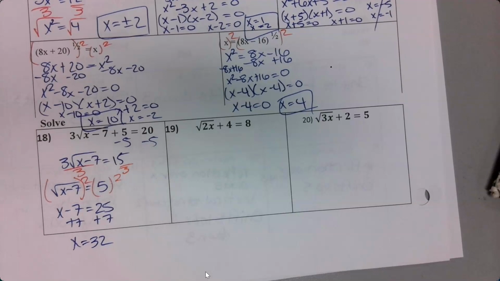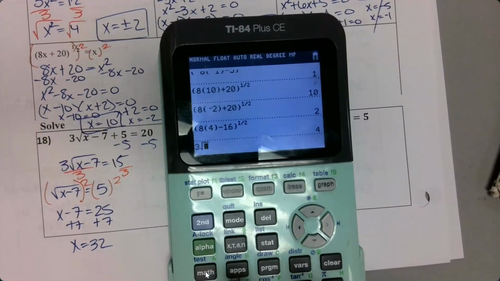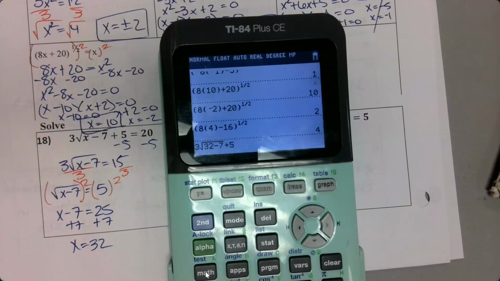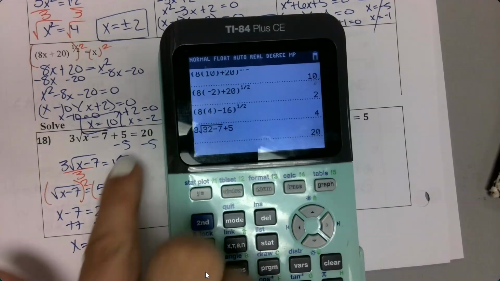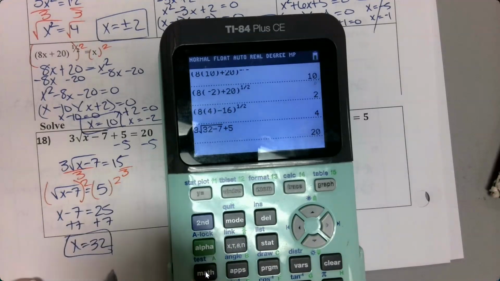On these ones, I need to check to make sure it still works. So I want to do 3, and then the square root of 32 minus 7 plus 5, and this should equal 20, because the other side of the equation equaled 20. So it did, I'm good.